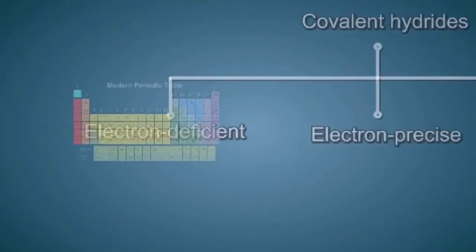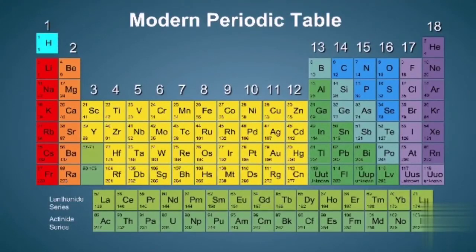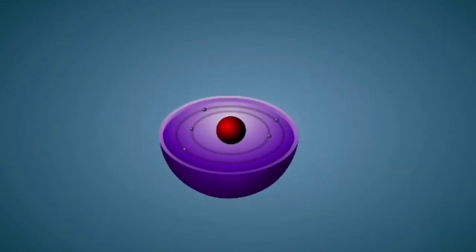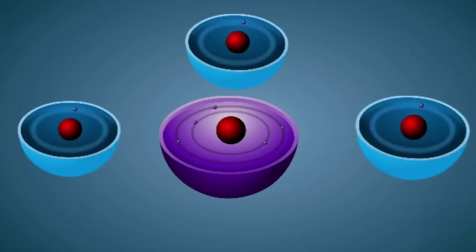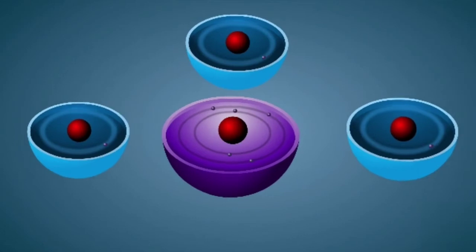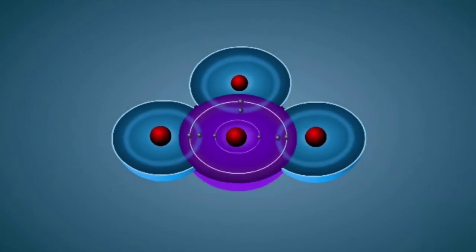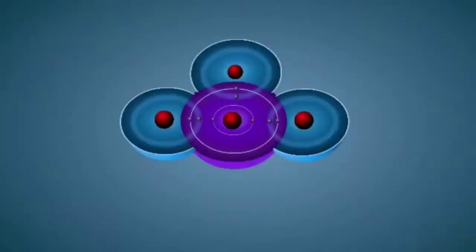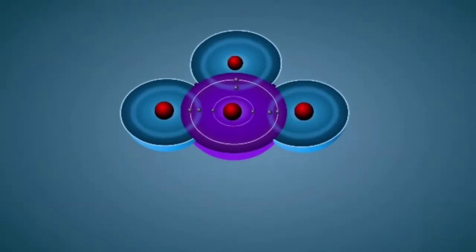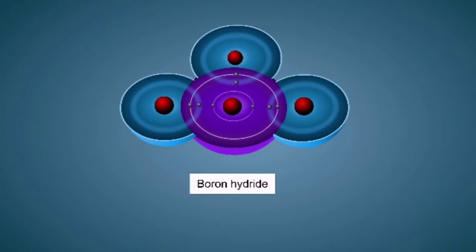Electron deficient hydrates are formed by group 13 elements like boron. A boron atom has 3 electrons in its outermost shell, with which it forms 3 covalent bonds with 3 hydrogen atoms. This results in the formation of boron hydrate. Now, if you look at the outermost shell of the boron atom of boron hydrate, you will find only 6 electrons there.